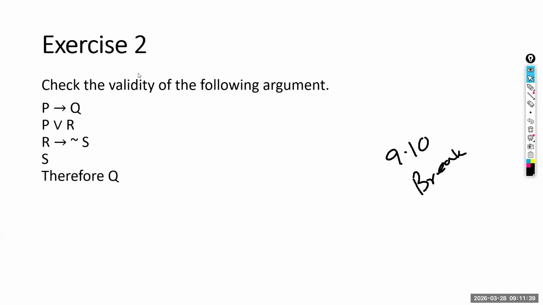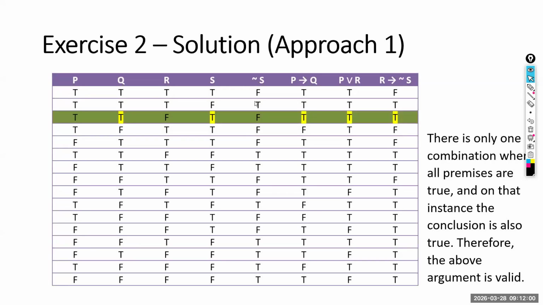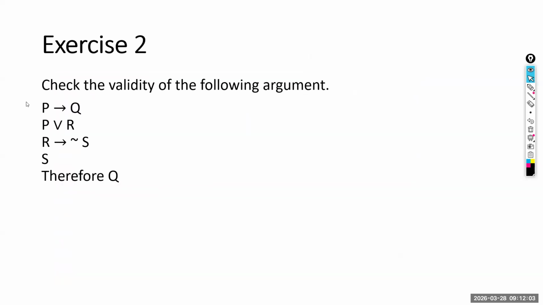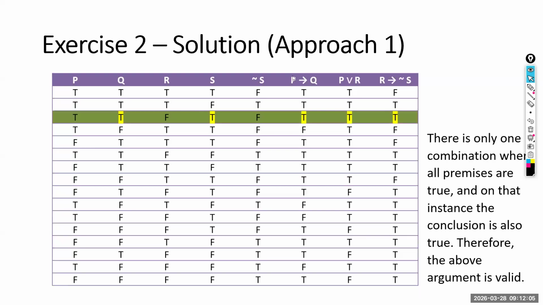Okay, so let's continue. Right, so again, for this kind of thing, if you are not very familiar with arguments, the best thing is to prepare the truth table. So this is a big truth table because we have 4 variables. It will be like this. But make sure you have P implies Q.